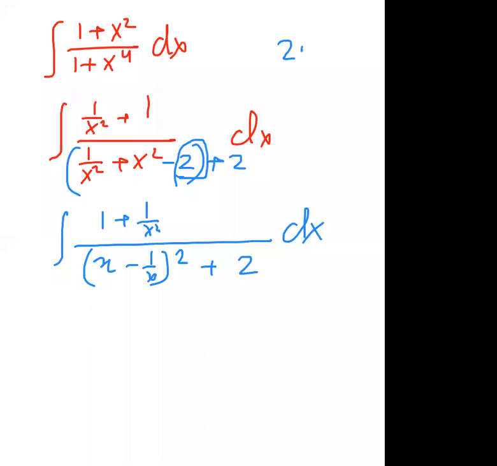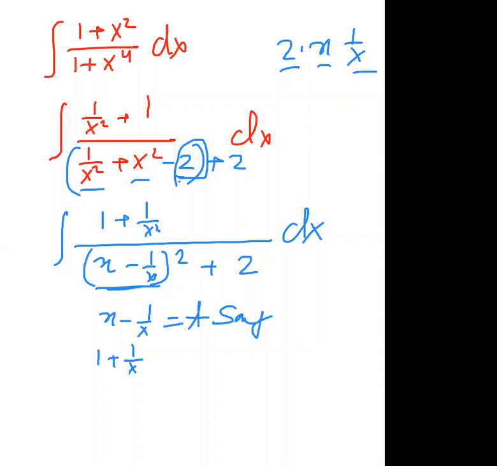This 2 I have written as 2 into x into 1 upon x. Now a square plus b square minus 2ab is (a minus b) whole square. Now if we suppose x minus 1 upon x equals t, then 1 plus 1 upon x square will be, dx will be equal to dt.